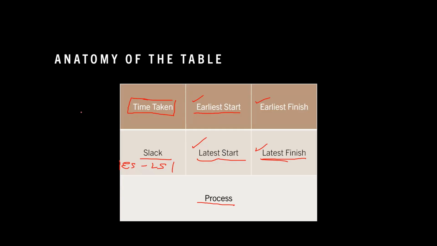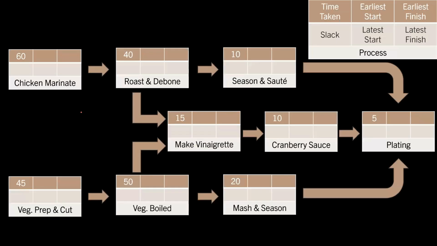Now, how will we calculate these things? Let me show that to you. Okay. So I'm just keeping the table's anatomy on the top right corner for all of you to remember what we are recording in each of the cells in the table. So what I'm going to do is start with the first process, right? The turkey marinade. And we know that this takes a total of 60 minutes. And of course, this process can start at the earliest at the 0th minute, right? Immediately you start the turkey marination. So the earliest it can start is at the 0th minute. And when will it finish? The earliest it can finish, if the task takes about 60 minutes, is at the 60th minute.